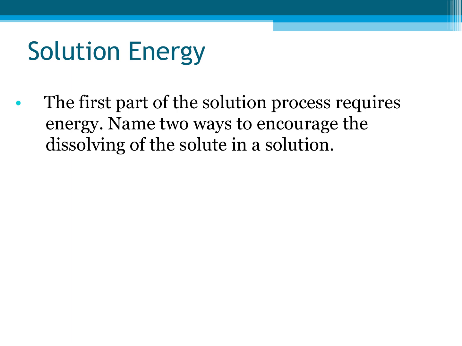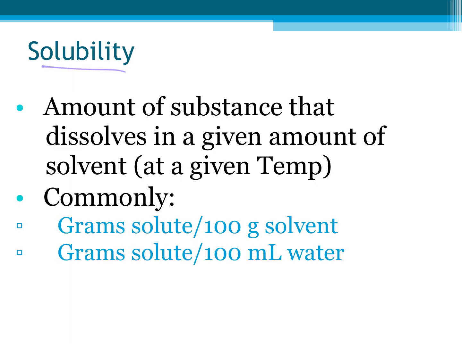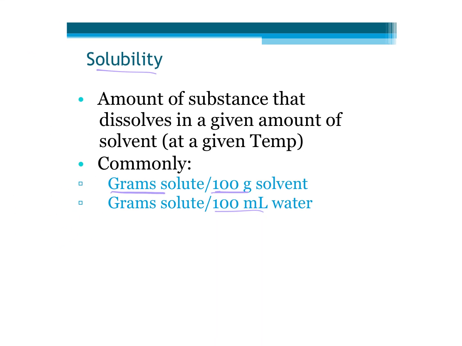Solubility values: substances have a solubility number assigned to them. Solubility is just the amount of substance that can dissolve in a certain solvent. Typically solubility is given in how many grams of solute can dissolve in 100 grams of solvent, or in 100 milliliters of water. So it might have a solubility value of 34 grams per 100 milliliters. That would tell us that 34 grams of my solute, whatever it might be, could dissolve in 100 milliliters of water, and that would be what we call saturated.